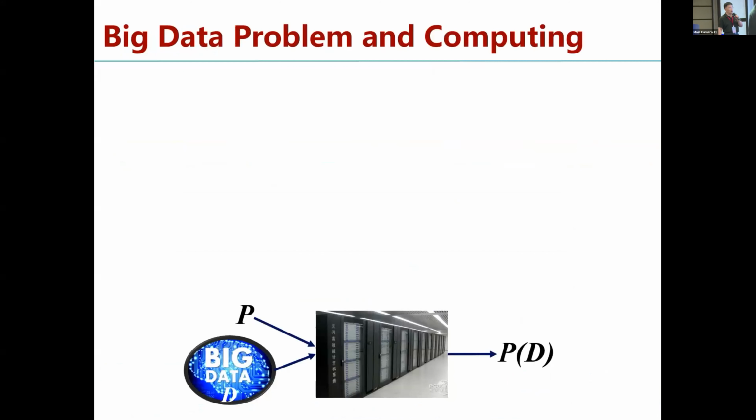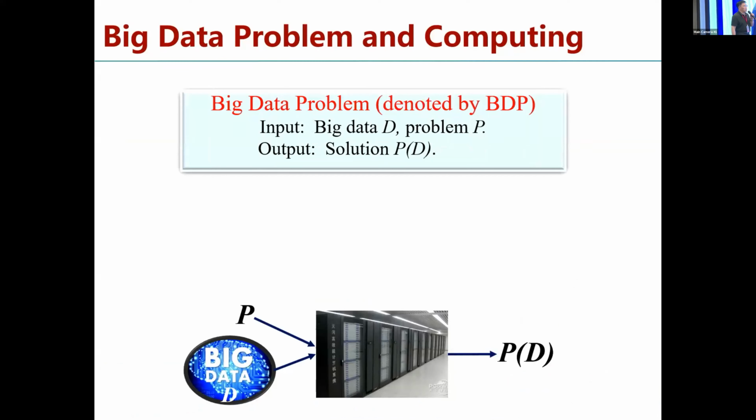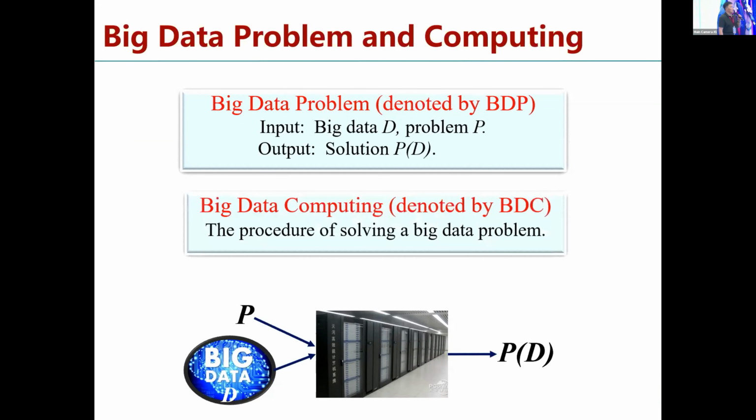First, we should know what is the big data problem and what is the big data computing. A big data problem can be defined as follows. The input is the big data D and the problem P, and the output of the problem is a solution of P on D. Big data computing can be defined as the procedure of solving the big data problem.